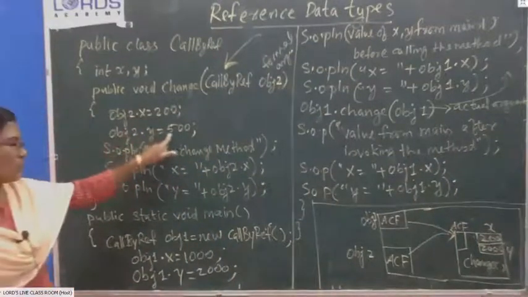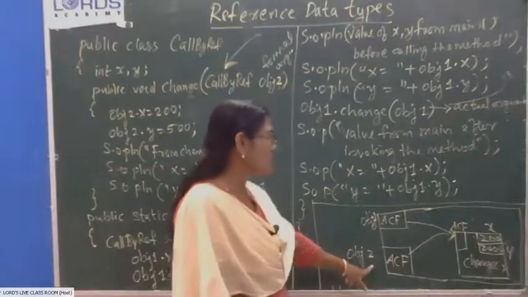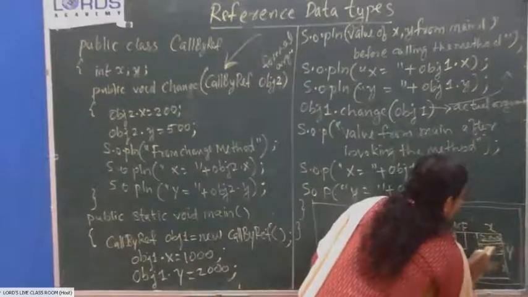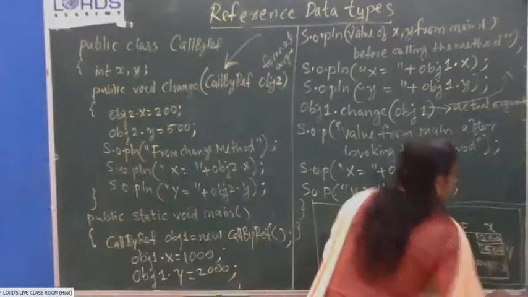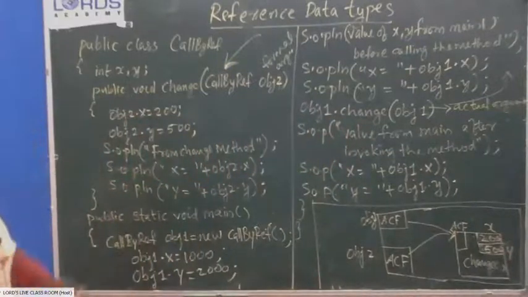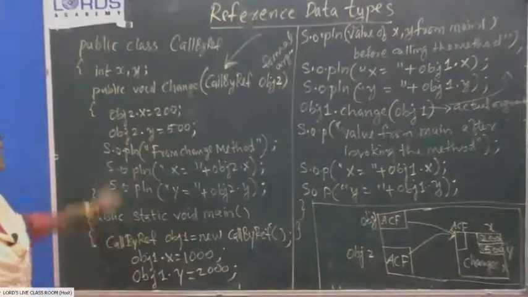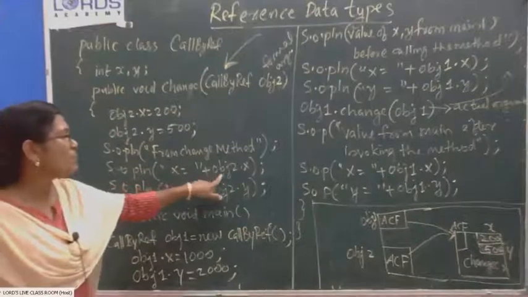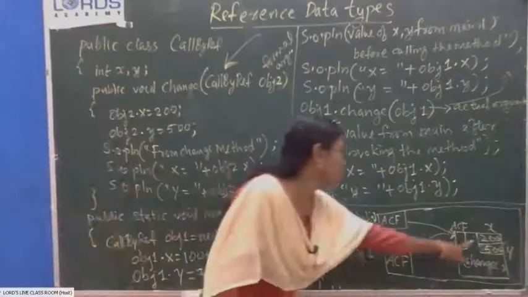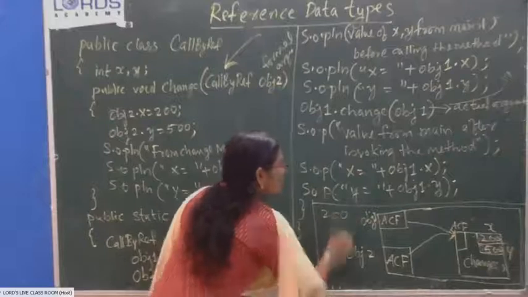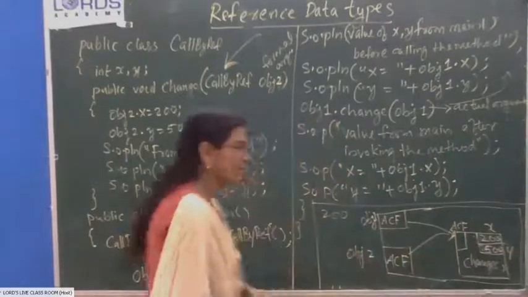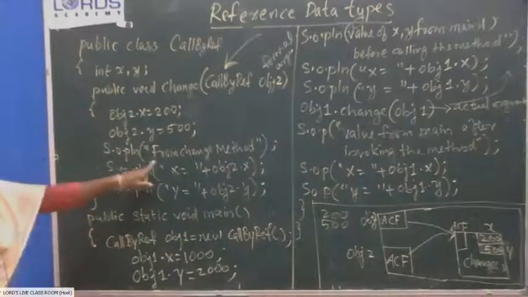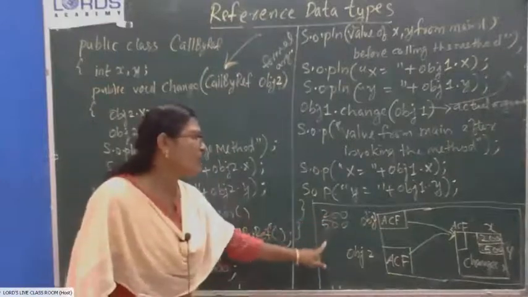And object2 dot y equal to 500. Object2 is pointing to the same object in the memory, and here the value of y is changed to 500. Now we are printing system.out.println from change method. Change method we are printing object2 dot x. What is object2 dot x? 200. Object2 dot y? 500. So from the change method, when you are printing the value of x and y, you will get 200 and 500 printed.